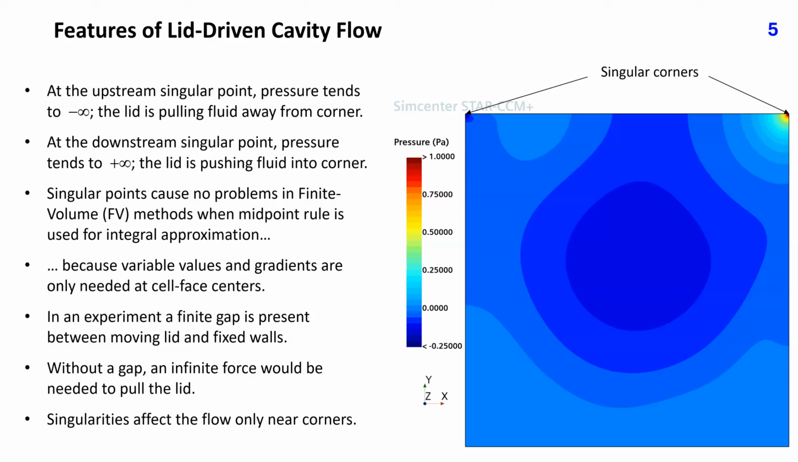In an experiment, a finite gap must be present between moving lid and fixed side walls. Without a gap, an infinite force would be needed to pull the lid. Because singularities affect the flow only near corners, we can ignore the gap in simulations. The effects of gap width have been studied by me and Professor Street, and these results will be published soon. They confirm that with reducing the gap width, the solution converges toward the solution with a zero gap.